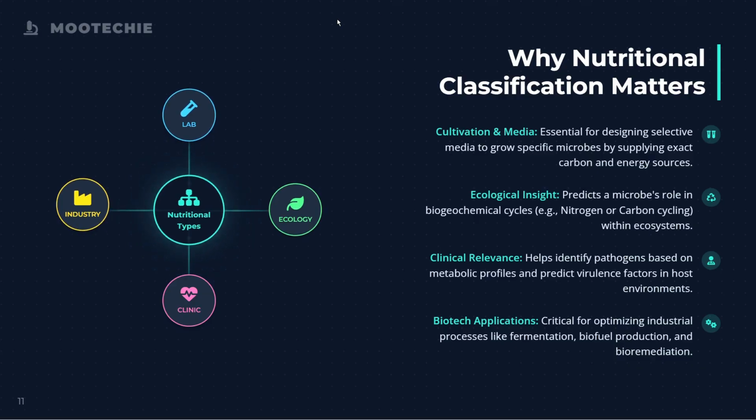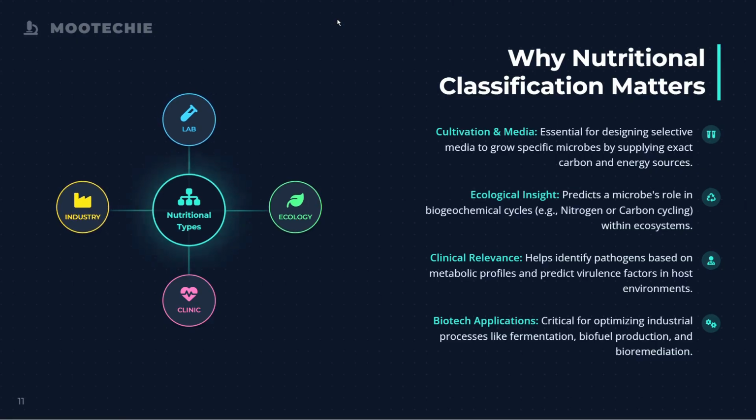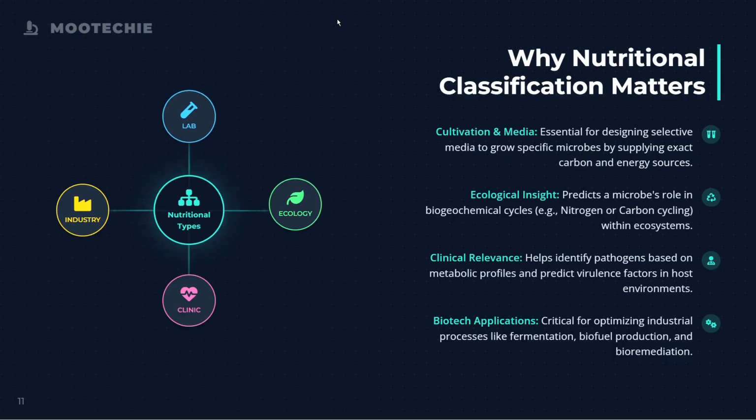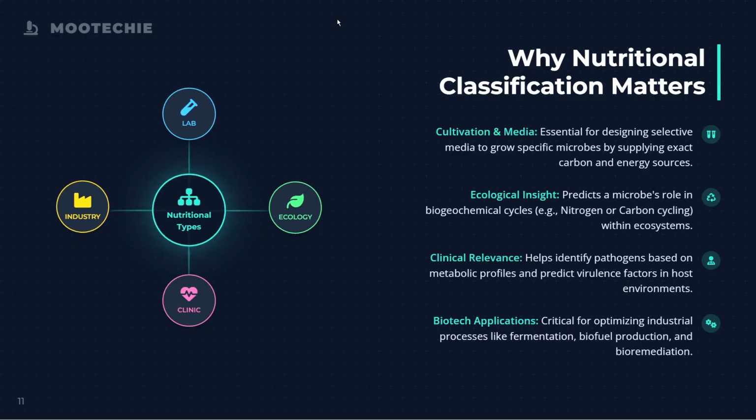Knowing a microbe's nutritional type helps predict its role in biogeochemical cycles, like whether it's fixing nitrogen or decomposing carbon in an ecosystem. Third, there's clinical relevance. A pathogen's metabolic profile can help identify it and even predict what virulence factors it might use within a host environment. Finally, it's crucial for biotech applications. Optimizing industrial processes, whether it's fermentation for food production, creating biofuels, or using microbes for bioremediation, relies on understanding and catering to their nutritional needs.